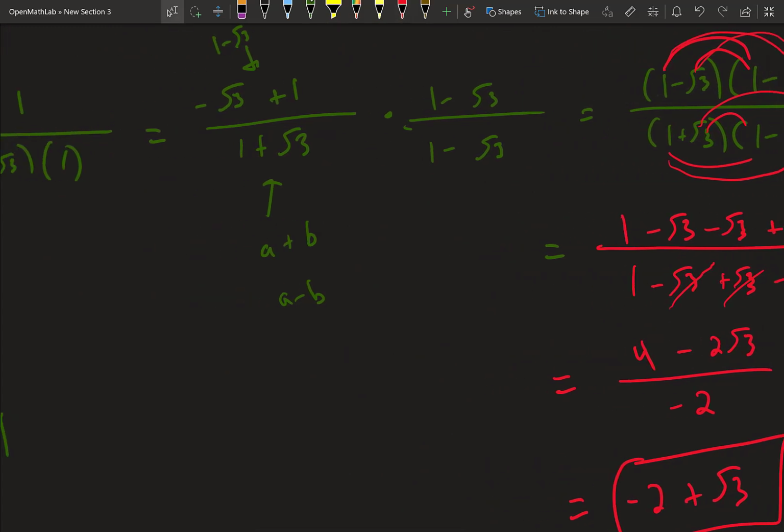And just remember here, this part, we call this a conjugate. That's the a plus b, a minus b stuff, which you should be familiar with from high school and or college algebra.